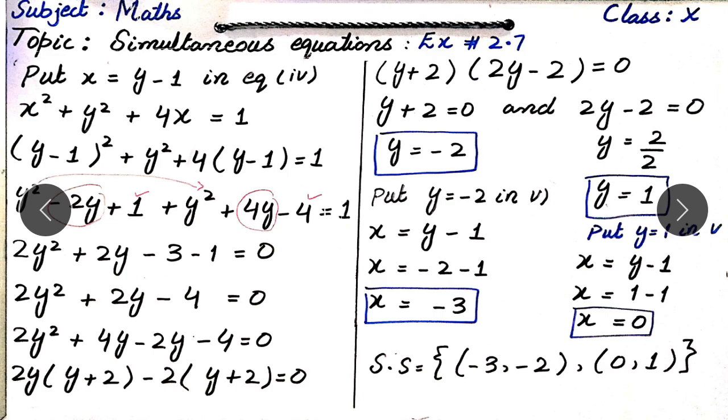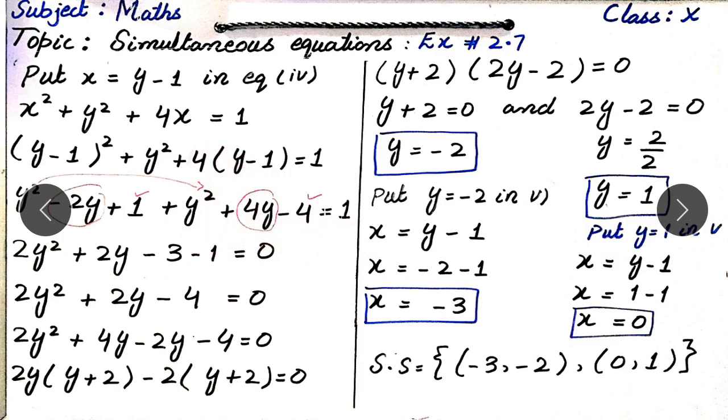Okay, we can put y minus 1, the value of x, instead of x. Y minus 1 is squared, so the square is written above it, and all the other terms are written as they are. Instead of x, y minus 1 is written, and since y minus 1 has a whole square, we can apply the formula a square minus 2ab plus b square. Then y square is written as it is, and 4y minus 4 equals 1.